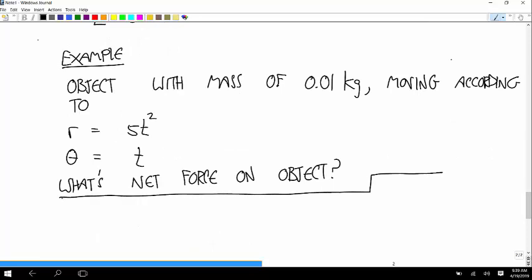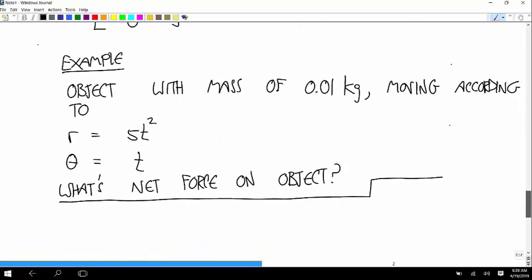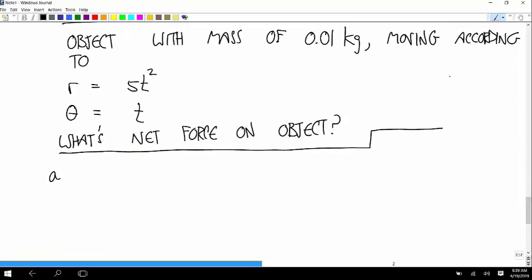To go from particle kinematics to particle kinetics, we know we need to get the acceleration. So we can use the acceleration formula that we just calculated for polar coordinates to come up with the acceleration. And then the net force is just the mass times the acceleration. So is everyone with me on what we're doing here? Anybody have any questions? Yeah.